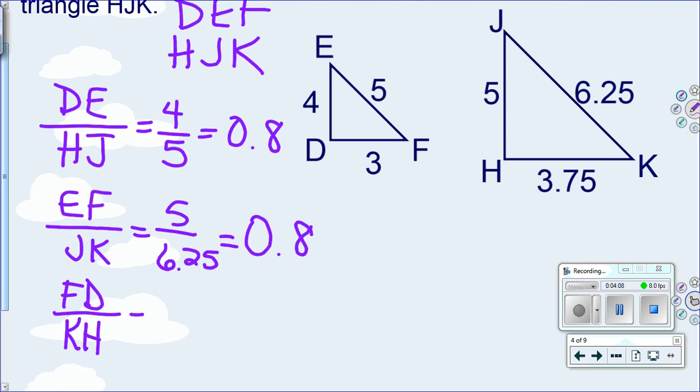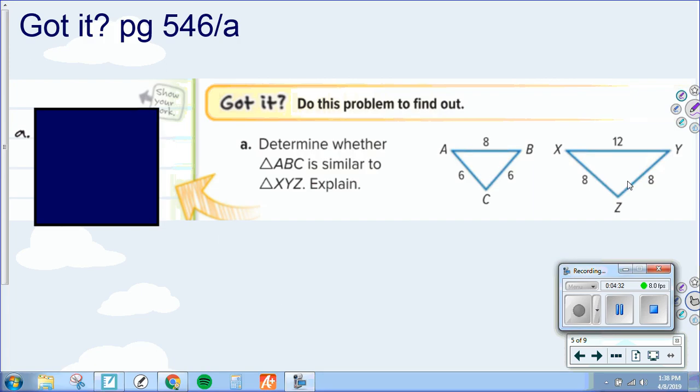Okay, what's the length of FD? 3. And what's the length of KH? And when I put that in my calculator, I get 0.8. So what does that tell us? They are similar because the scale factor is the same. Very good. So go ahead and write a sentence for yourself. Do letter A on page 546.